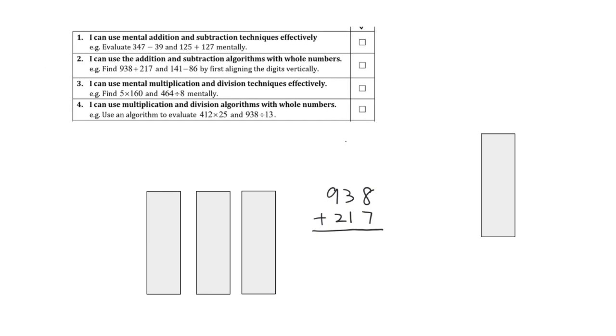Okay, now we want to add 938 plus 217. We want to use the drawing strategy. So let's put 938 here. So that will be 9 hundreds. 30, that's 3 tens. 8 ones: 1, 2, 3, 4, 5, 6, 7, 8. Then 217. So 200 here. 17, so it's 10 and the 7: 1, 2, 3, 4, 5, 6, 7.